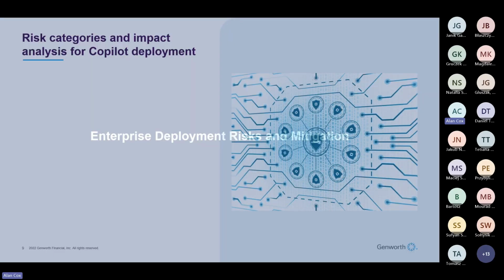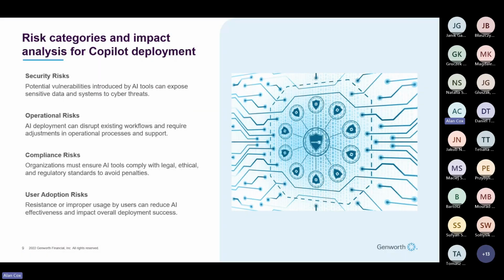And so some of the risks that we run into are, of course, security risks. Potential vulnerabilities introduced by AI tools can expose sensitive data and systems, so we always have to be mindful of that. Operational risks: how we did things before may be different today, so it may change some of those workflows. I know I'm working through a lot of changes as we introduce Copilot, even in our own organization.